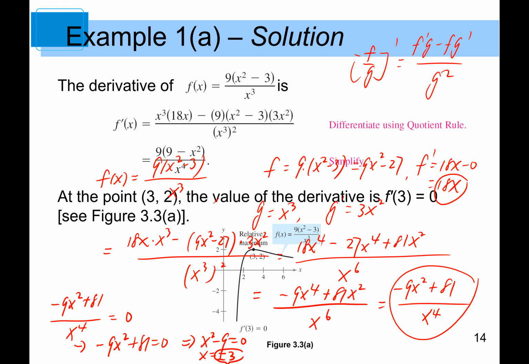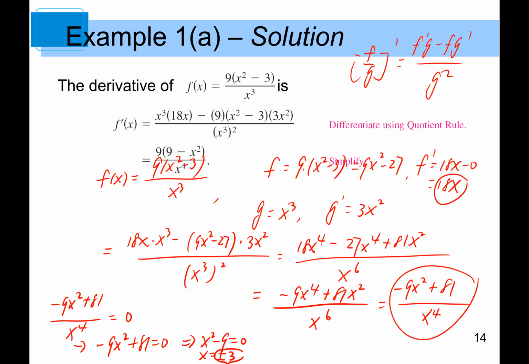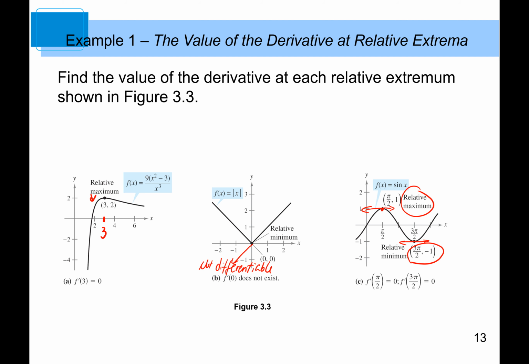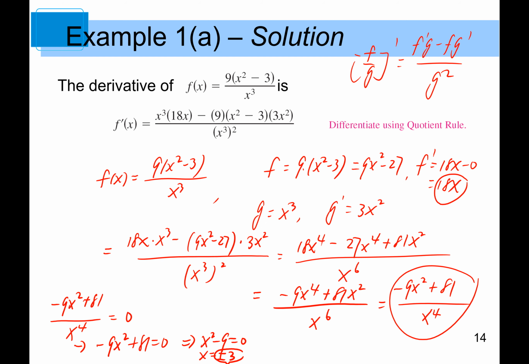So when x equals 3, the y value f(3) equals 9 times (3 squared minus 3) over 3 cubed. That's going to be 9 times 6 over 27, which reduces to 2. So (3, 2) is why we have a relative maximum there.